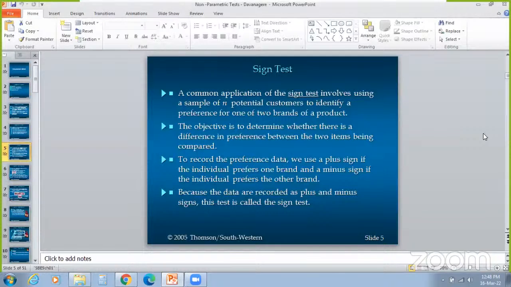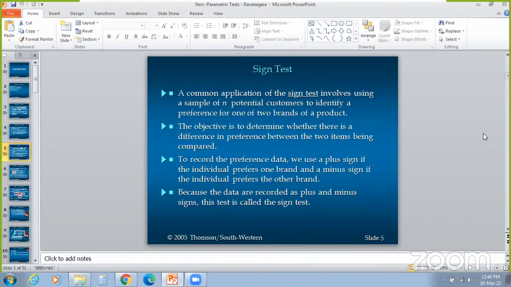The preference is not a continuous variable. Preference cannot be numerically measured, like price, demand, dividend yield, or production, and so on. Hence, preference is a nominal variable. We have to use the sign test in comparing the preferences of the customers.